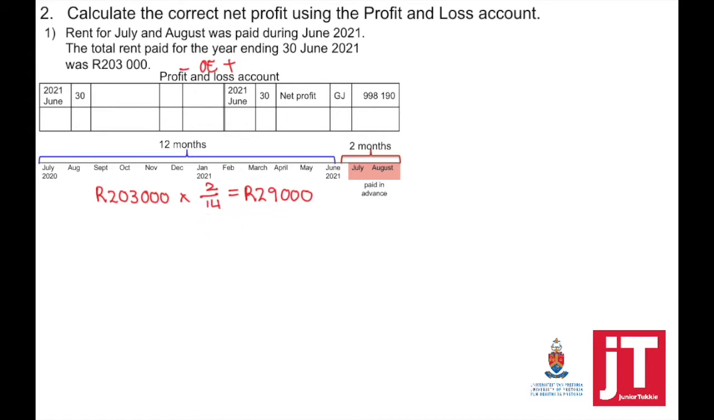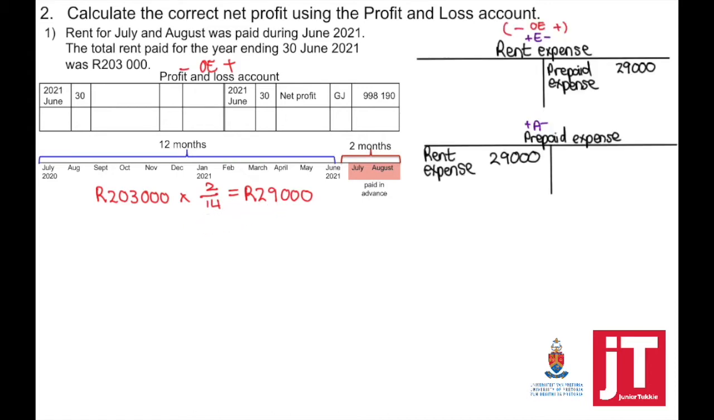And that equals 29,000, which should be taken out, which means rent expense is going to be credited and prepaid expense is going to be debited. So how does this affect the net profit? If my rent expense decreases, it will have a positive effect on the owner's equity. Therefore, profit and loss account will be credited with 29,000.